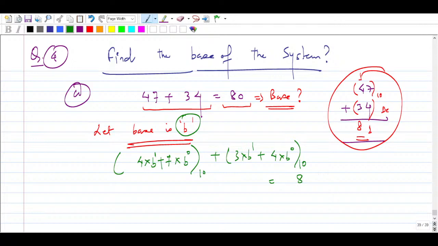This is b, 8 into 10 raised to power 1 plus g. Now what you can do here is further solve this. Solving this will be 4b plus 7 plus 8, 80 plus 0. Forget about 0. So you can see this is 7, 4 plus 3, that is 7.